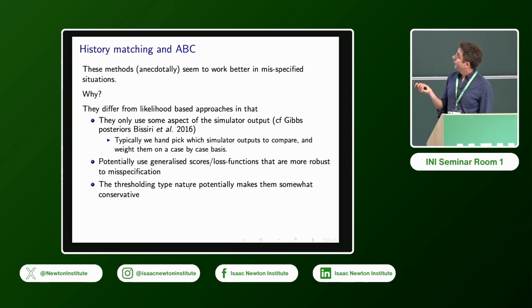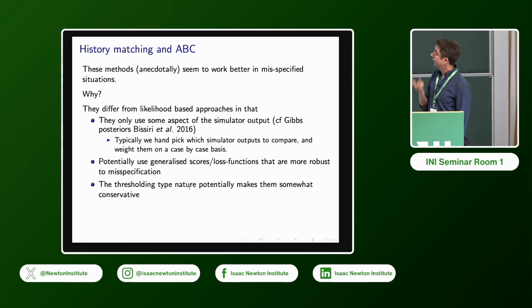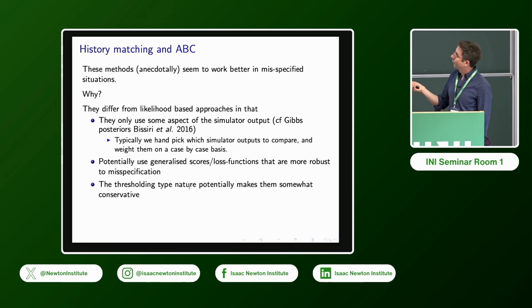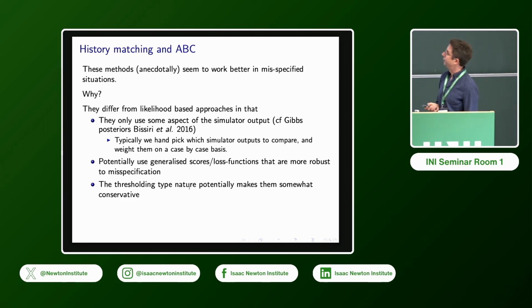Well, first, they only use some aspects of the simulator output. They pick and choose what they use. So we move away from a likelihood function, and toward a more general kind of comparison, which gives us strength and helps us mitigate the effect of model error. I still think there's quite a bit of work to be done comparing these methods with the more theoretical statistical work that has come out on generalized loss, scoring rules, score minimization and so on.